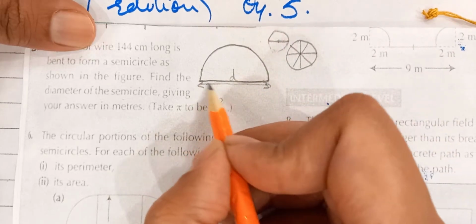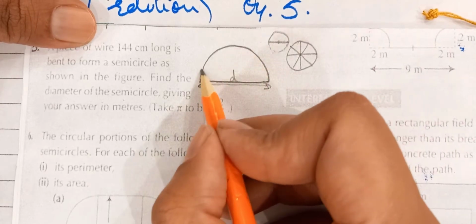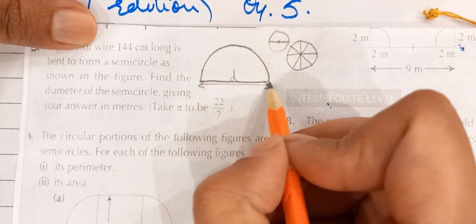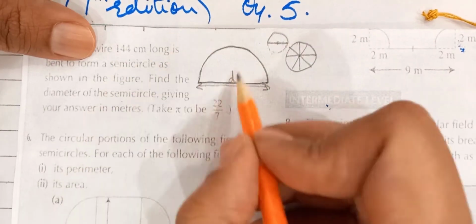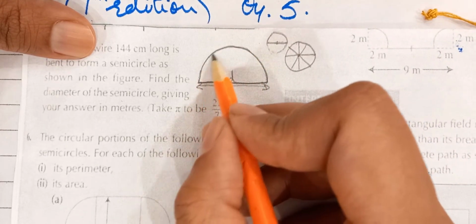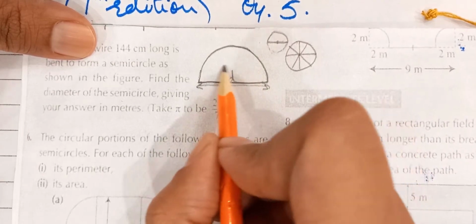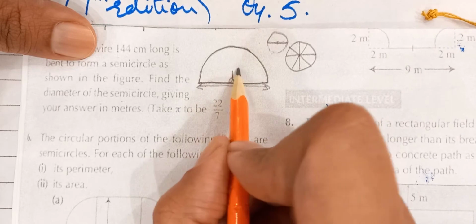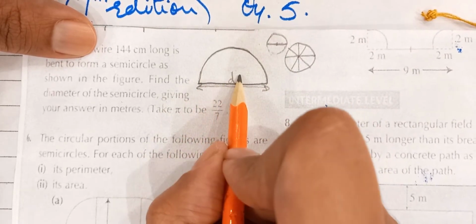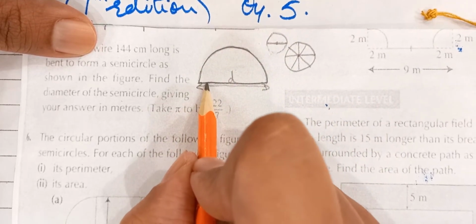Now we know that the entire outside, this line and this line, because it is the wire which was bent, the length of this wire is 144 centimeter, and this wire is making the outer boundary of a semicircle. It has nothing to do with the inner side. The inner side is always the area. This wire has nothing to do with the area. It is making the outer boundary of this semicircle.